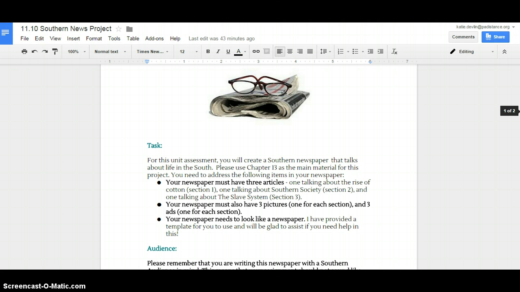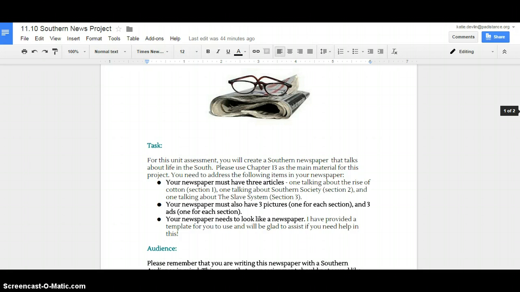Your newspaper also has to have 3 pictures that are related to each of the sections. So again, that's 1 picture per section. You can have a picture of the cotton gin for section 1, for example. You can have a picture of a Southern church for section 2. And then for section 3, you can have a picture of slaves on a cotton field. As long as the pictures are appropriate and relevant to the section and to the articles, you can use them.